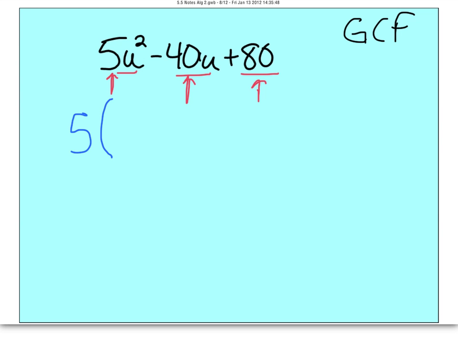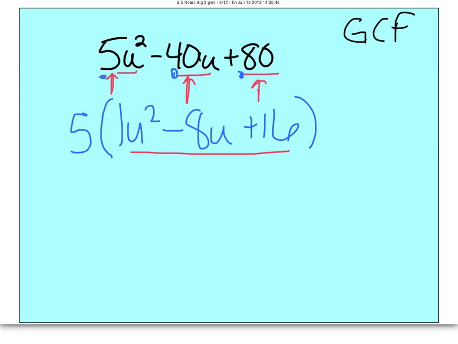Here's how I'm going to test it. 5 divided by 5 is 1. That works. Negative 40 divided by 5 would be negative 8. Don't forget the u. And then 80 divided by 5 would be plus 16. So that worked out well, because when I look at the trinomial that's left, this looks a lot more manageable. So let's factor it. Don't forget that 5 is sitting out there.